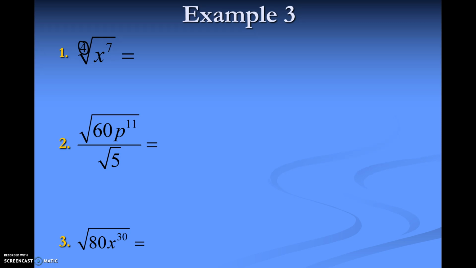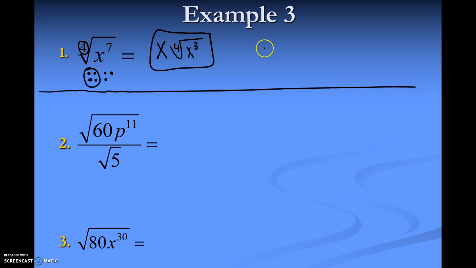So we have x to the 7th. How many groups of 4 are in 7? 1 group of 4. Visually, some of you really like the visual of this. So here's one full group of 4. They get to break out and become a normal x outside. And these 3 are still stuck inside the radical. So we have the fourth root of x to the 3rd. And that would be our final answer.